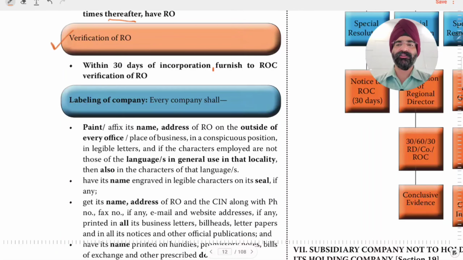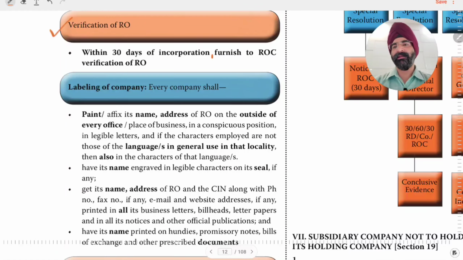Labeling of company. Every company shall. Now, labeling of company means the place of registered office is to be shown outside the premises. So it is provided that every company shall paint or affix its name and address of registered office on the outside of every office or place of business in a conspicuous position in legible letters, and if characters employed are not those of the languages in general use of that locality, then also in the characters of that language.